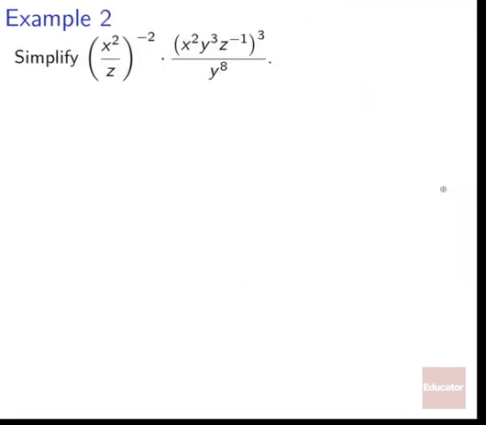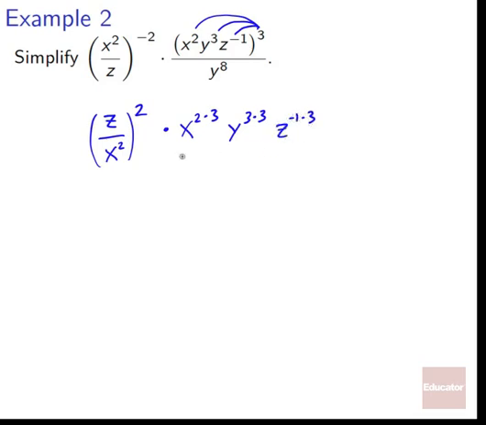All right, next one. Simplify x squared over z to the negative 2 times x squared y cubed z to the negative 1, all cubed, divided by y to the 8th. All right, so first thing I'd do is deal with the negatives once again. Usually that's easiest, so this will become z over x squared, all raised to the now positive 2, times, and let's distribute this 3, so the 3 will go onto the x squared, the y cubed, and the z to the negative 1. So x to the 2 times 3, because we had exponentiation on exponentiation, y to the 3 times 3, z to the negative 1 times 3, all divided by y to the 8th.